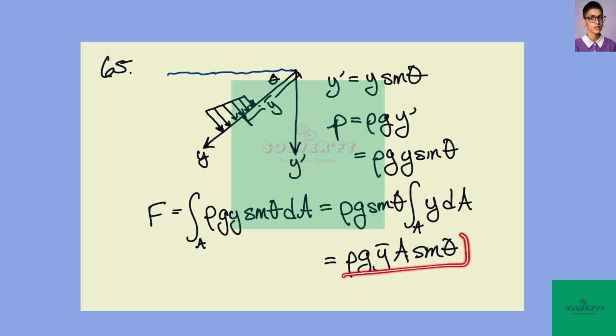So we get the expression that is given in the book, that the total force is the specific weight times the distance along this axis to the centroid times A times sine of theta. Right? And so obviously this value here is the depth of the centroid.